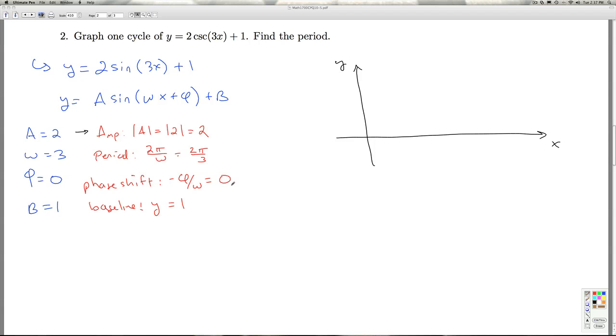So we start at the phase shift 0, and we go out to the period 2 pi over 3. We average these to get the middle quarter mark. So we add them together and divide by 2. That's going to give us pi over 3. We add these together and divide by 2, we get 3 pi over 6, which is pi over 2. I add these two together and divide by 2, I get pi over 6.